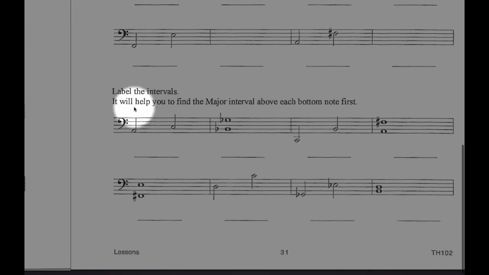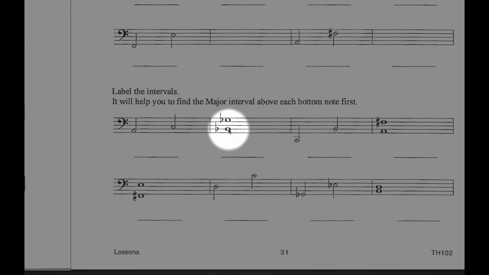All right, now label the intervals. It will help you to find the major interval above each bottom note first. So in the key of A, you need to know that there are 3 sharps, and one of those is C sharp. So this is a minor third because C sharp has been lowered to C natural. So I'd write in lowercase m 3. In B flat, I know there are 2 flats. And they are B flat and E flat, not G flat.